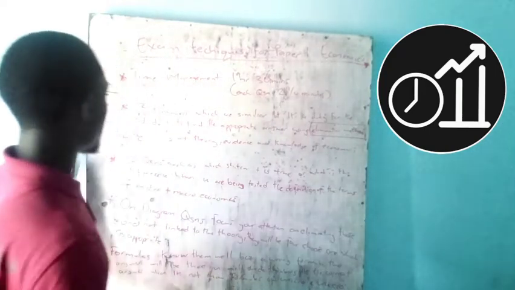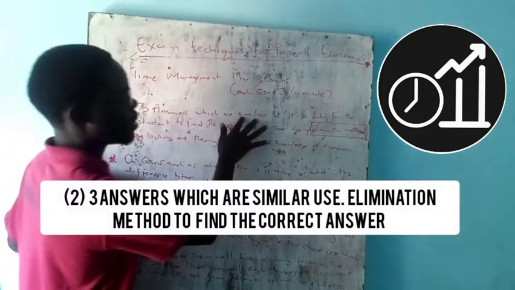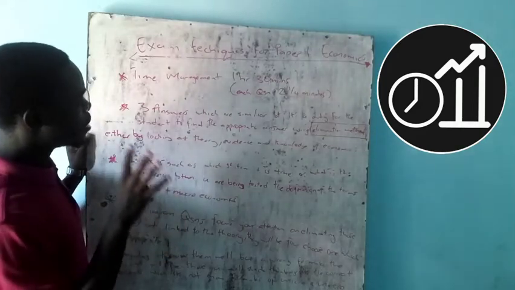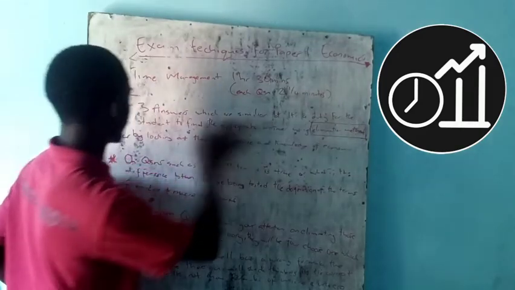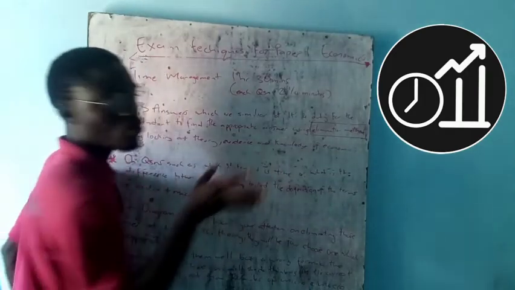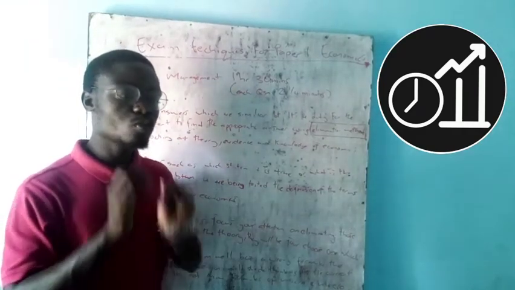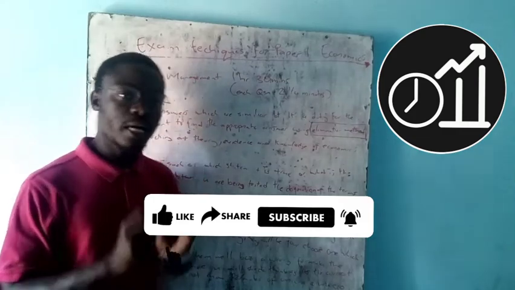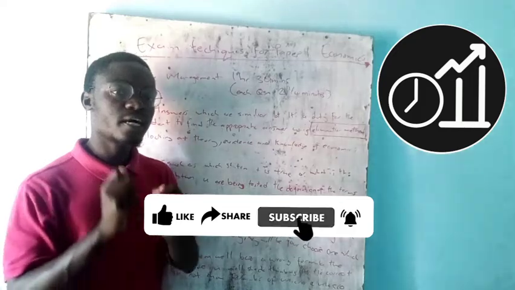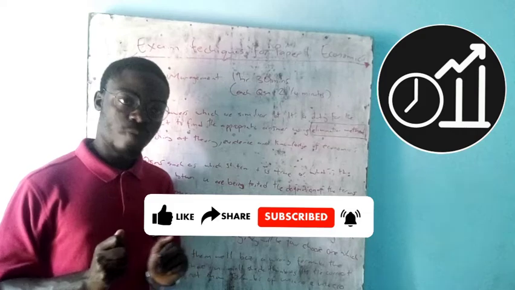The second examination technique is that there are going to be 3 answers which are similar, but it's the duty of the student to find the appropriate answer using the elimination method, either by looking at the theory, evidence, or knowledge of economics. On your multiple choice questions, always know that there are going to be 3 answers which are similar. So it's for you, the student, to eliminate those answers which are not linked to the theory that you are being asked in the question.